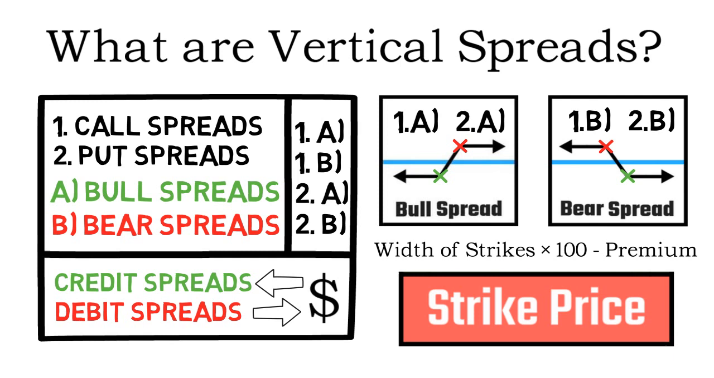Credit spreads are bull put spreads and bear call spreads, and debit spreads are bear put spreads and bull call spreads. The other calculation needed to find out the max risk for debit spreads and the max profit potential for credit spreads is actually just the premium. So the premium received for credit spreads is the max profit potential, and the premium paid to open a debit spread is the max risk.